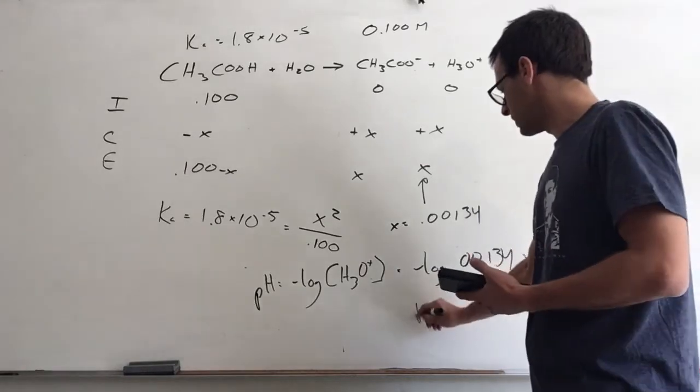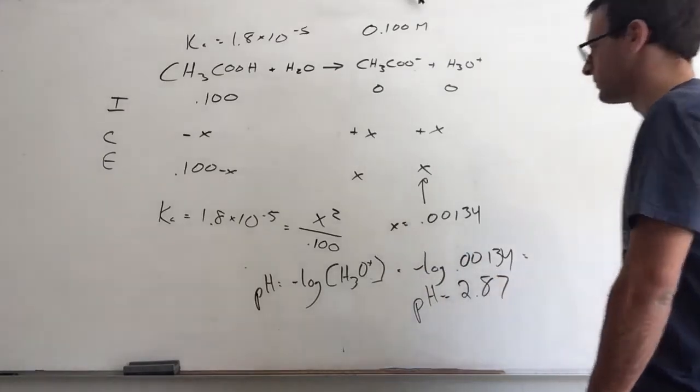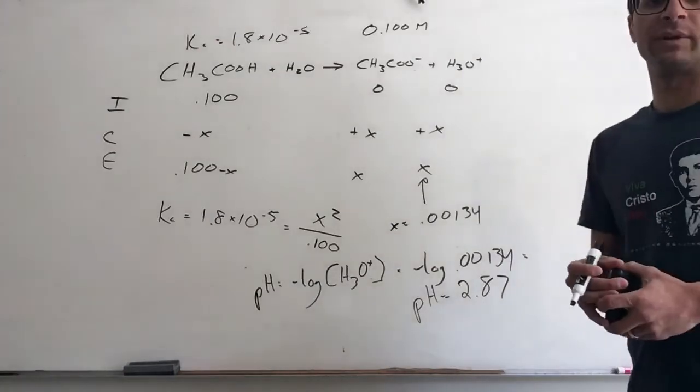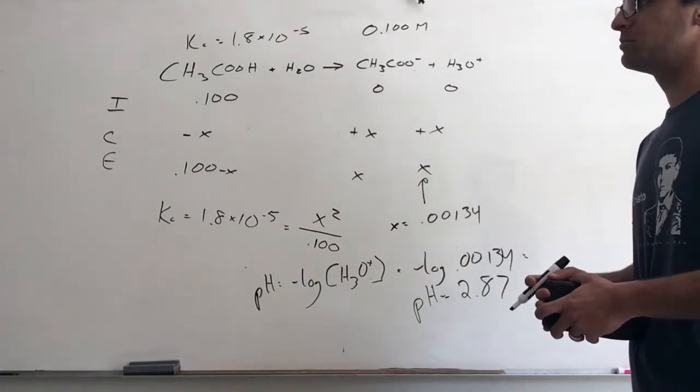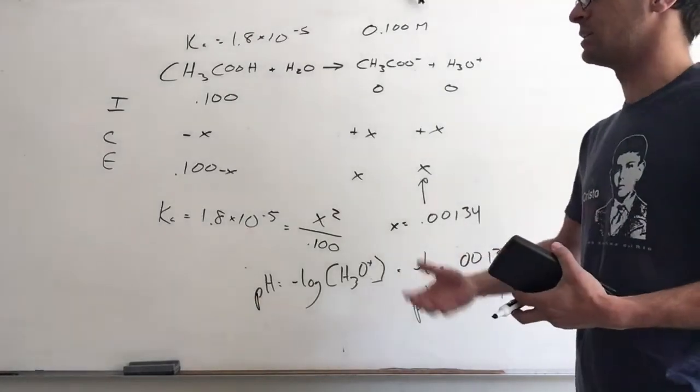And you end up with a pH of 2.87, which makes sense. That's a weak acid, right? But a fairly concentrated solution of a weak acid. So that's a typical problem with equilibrium and calculating a pH.